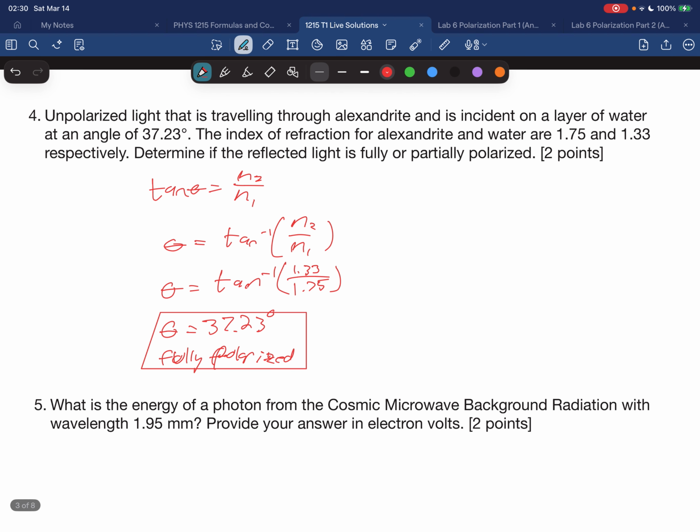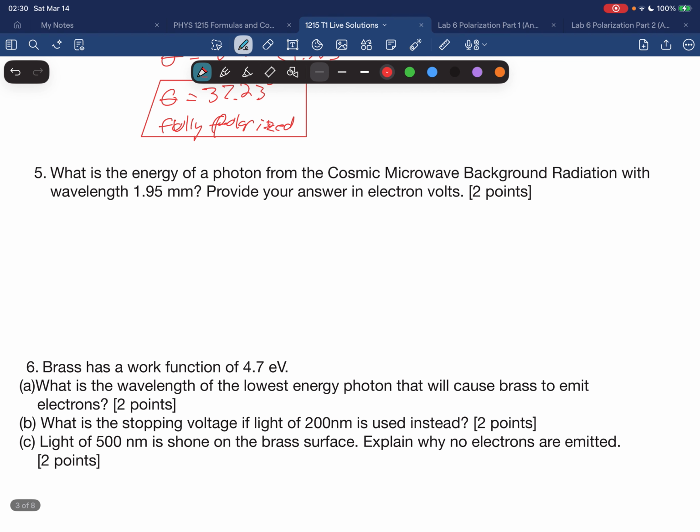Great. Number 5: what is the energy of a photon from the CMBR, or cosmic microwave background radiation, with wavelength of 1.95 millimeters? Provide your answer in electron volts. Now, first I'm going to start with the equation for the energy of a photon. So here we are.